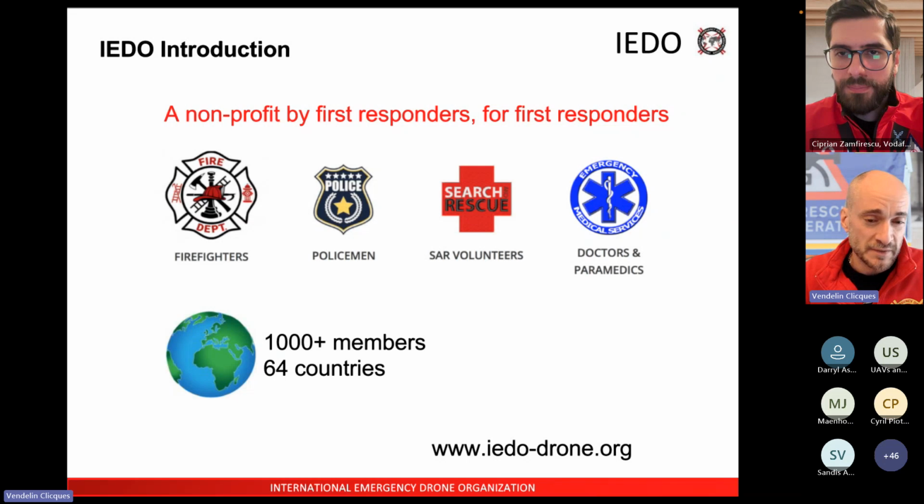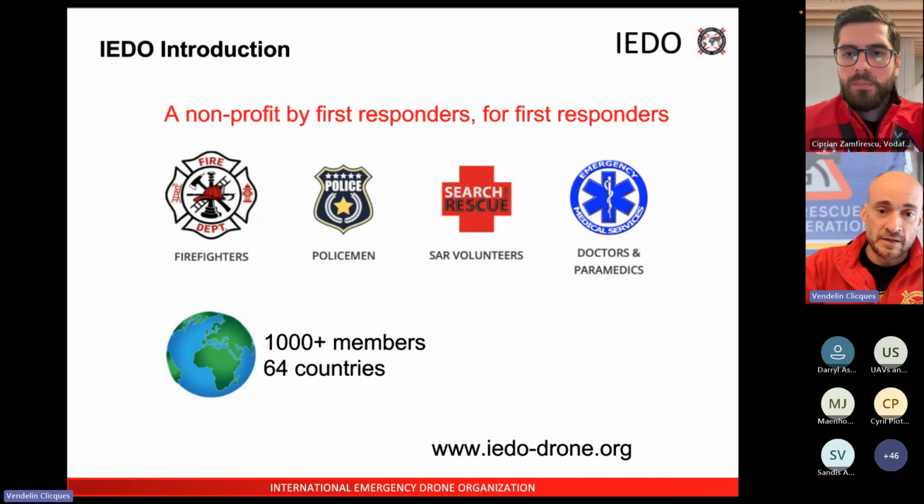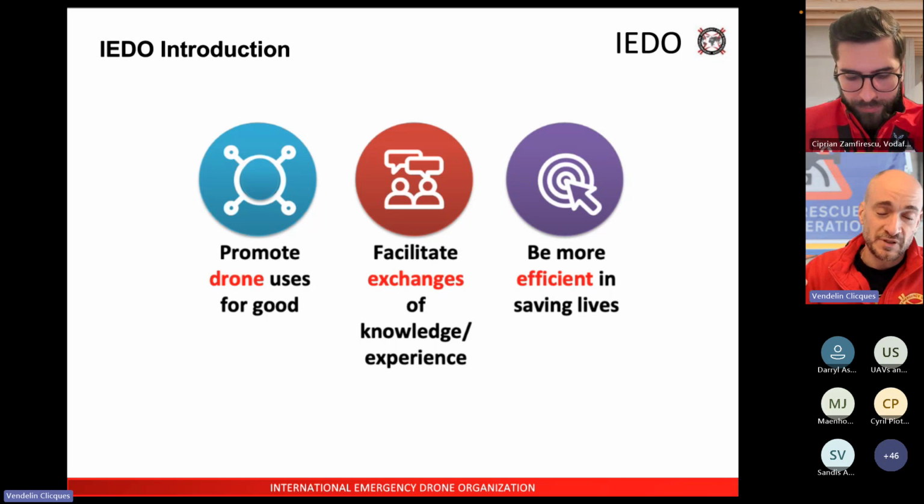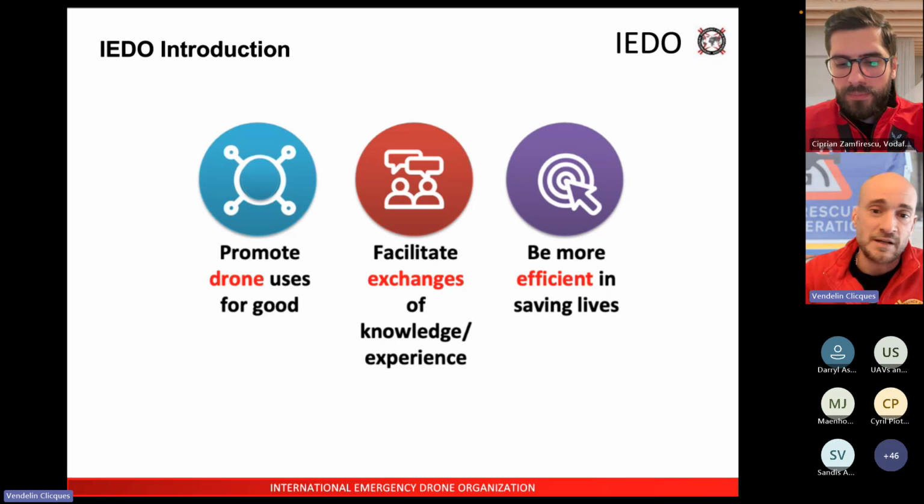We are a little bit more than 1,000 members from 64 countries today, and we are growing every year, expanding worldwide. If you want more information, feel free to visit our website, IEDO.org. The main objective of IEDO is to promote the use of drones for good, for positive things, to save people. Mainly, we support exchanges of knowledge and experience, just like this webinar, between first responders, to be more efficient in saving and protecting lives. That's our core objective.